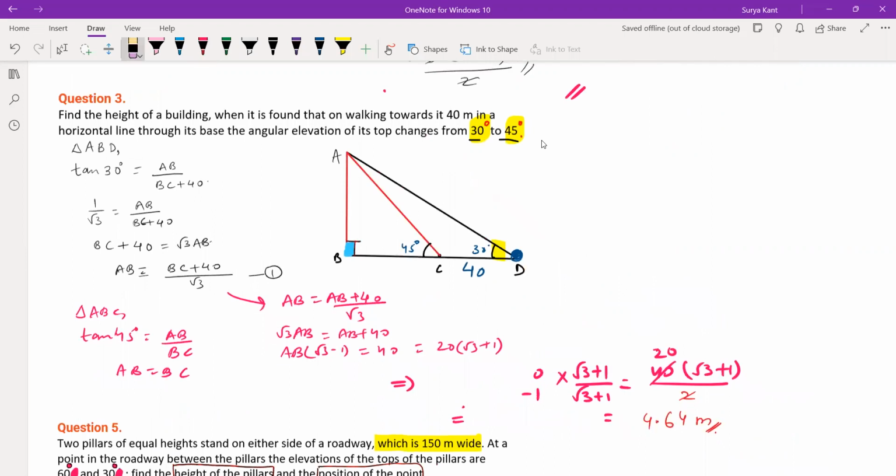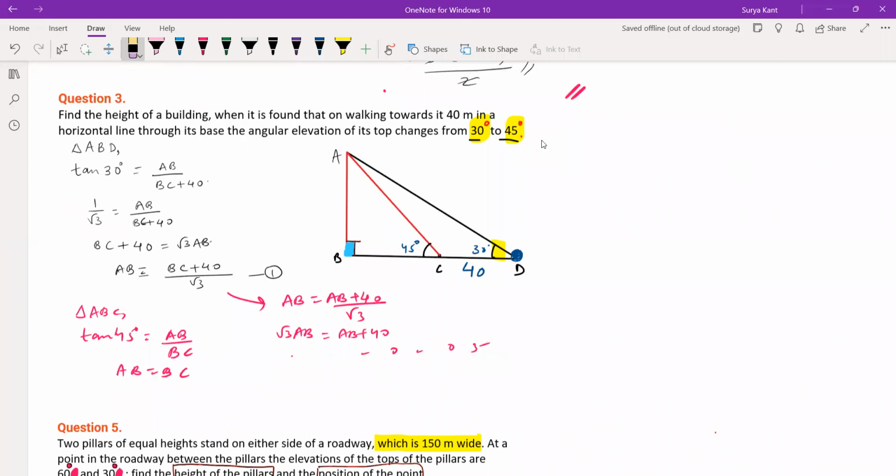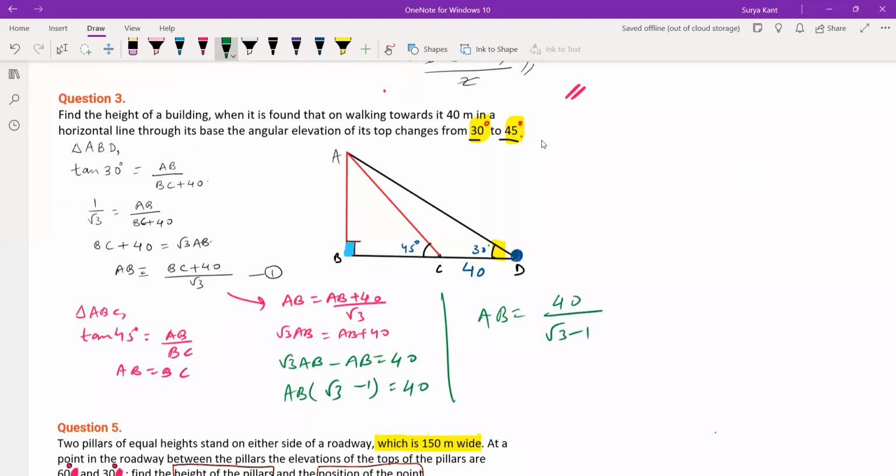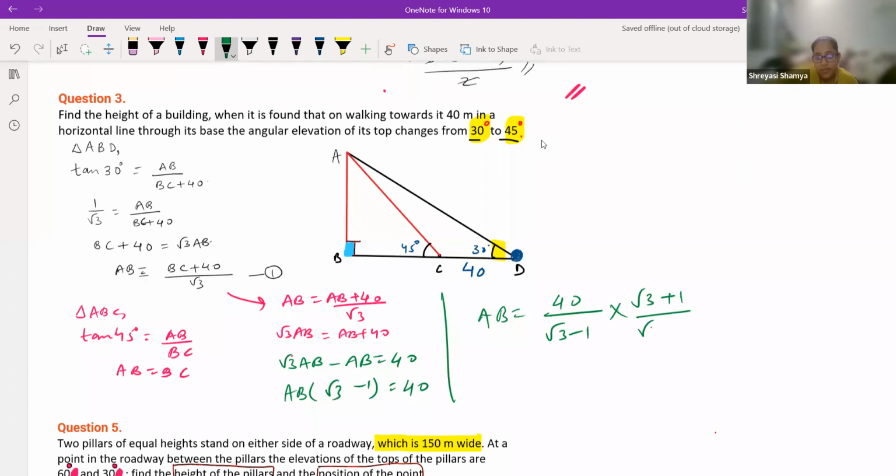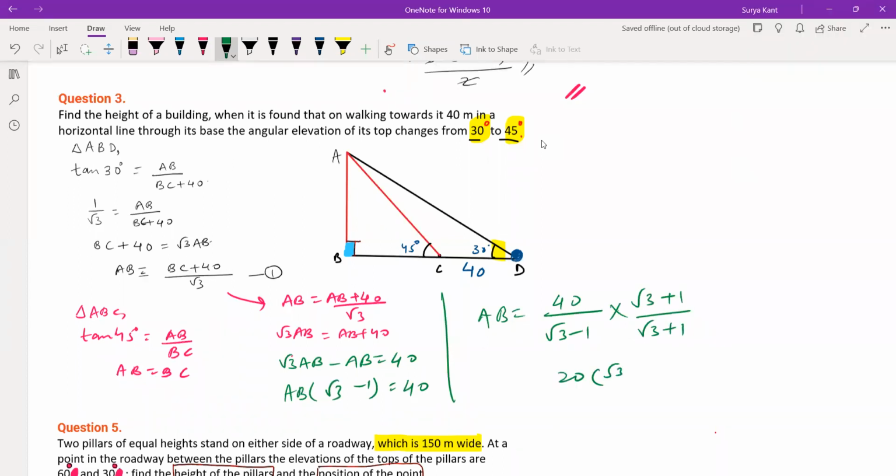Anyone who is not understanding, I know which part you may have found difficult, but I already told you how to move further. Here you may have doubt, right? So I'll do it once again. Root 3 AB minus AB equals 40. Sorry, AB should be taken common. So AB times root 3 minus 1 equals 40. So AB equals 40 divided by root 3 minus 1. Then rationalize: multiply by root 3 plus 1 in numerator and denominator. So you will get 20 times root 3 plus 1. This is the answer, okay?